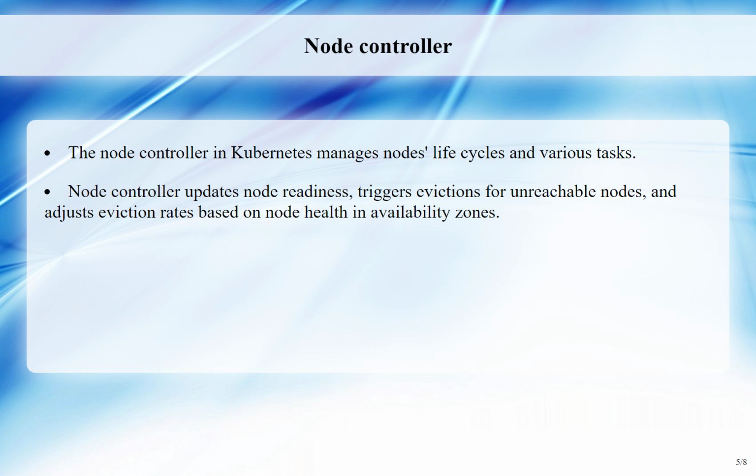The node controller is responsible for updating the ready condition of nodes, triggering API-initiated evictions for unreachable nodes, and setting eviction rates. The eviction behavior of the node controller changes based on the health of nodes in specific availability zones, with lower eviction rates when a zone has a high percentage of unhealthy nodes.